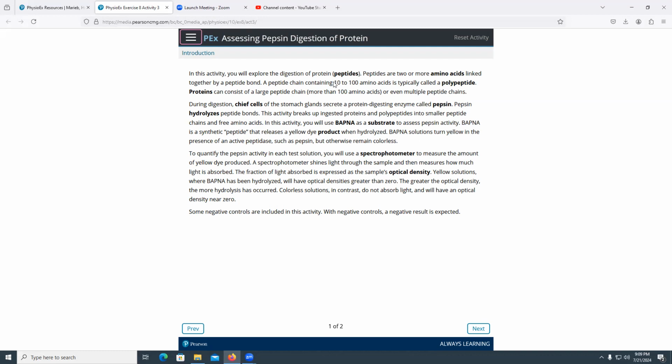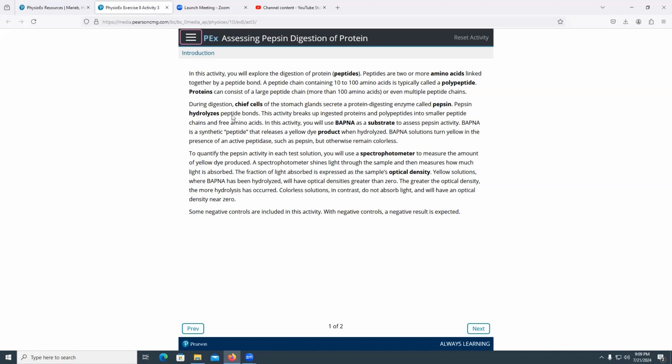Okay, so in this activity, we'll explore the digestion of the protein that is made up of peptides or polypeptides. Peptides are 2 or more amino acids up to a number of 100. So a peptide chain containing from 10 to 100 amino acids is known as a polypeptide. However, proteins can consist of a large peptide chain of more than 100 amino acids or even multiple peptide chains.